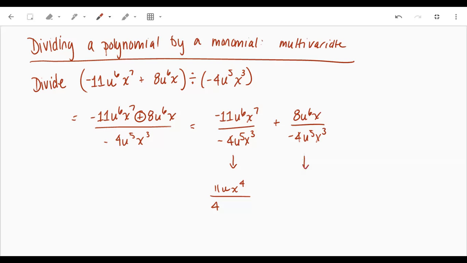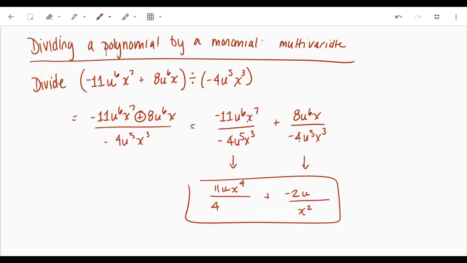And then for our second one, we have 8 over negative 4. So 8 divided by negative 4, that's just negative 2. U to the 6 over u to the 5th is just u. And then x over x cubed leaves you an x squared in the denominator. And that's literally it. That's the answer. It is the sum of two rational expressions like that. So 11u x to the 4th over 4 minus 2u over x squared, or you can write it as plus negative 2u over x squared.